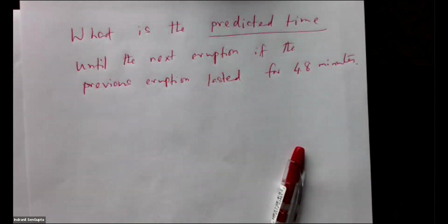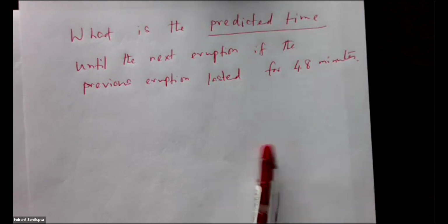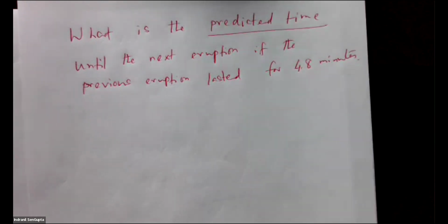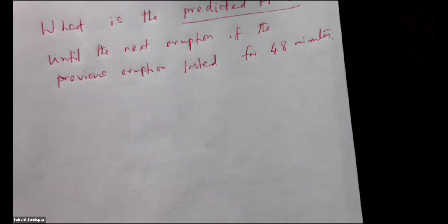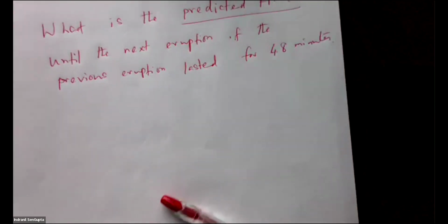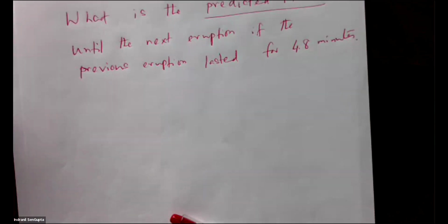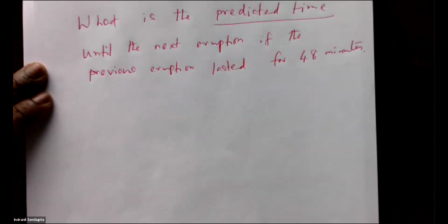Okay, so last time we had a very similar problem, but we had the mean time. So we were talking about what is the mean time until the next eruption for the last problem, and here it's what is the predicted time until the next eruption. So it's not the average. Okay. So let's compute this, here is the solution.